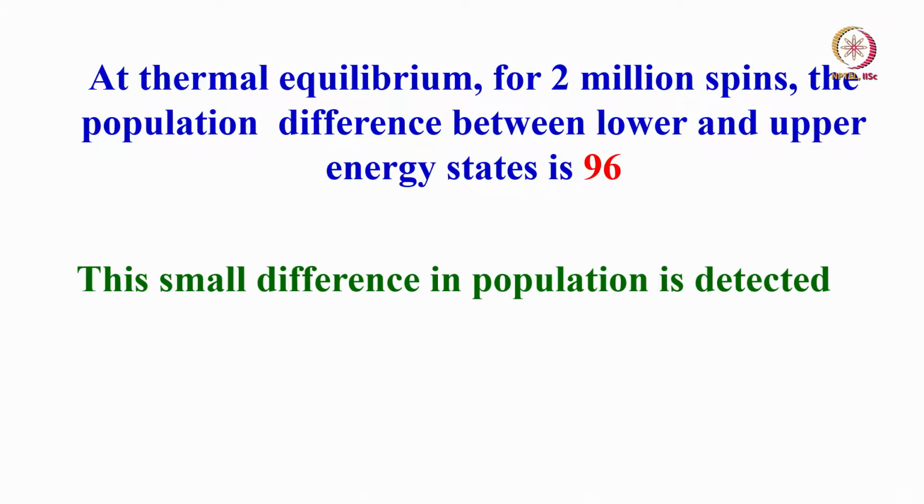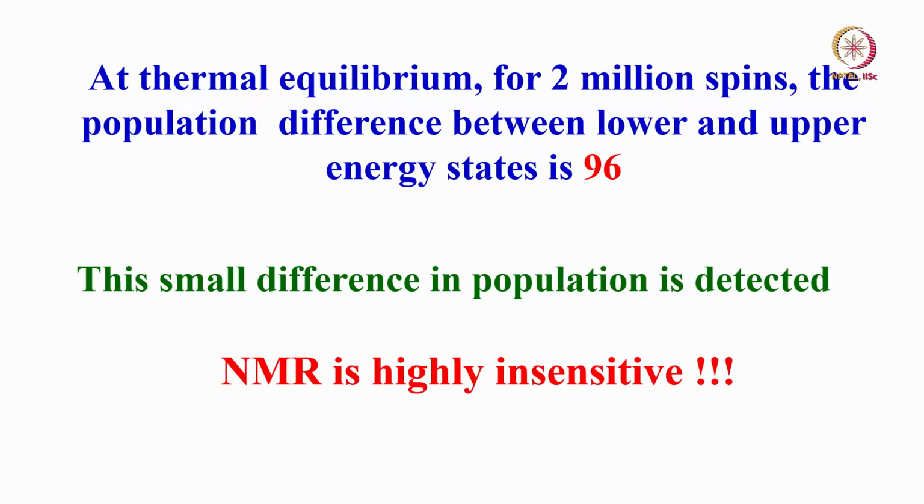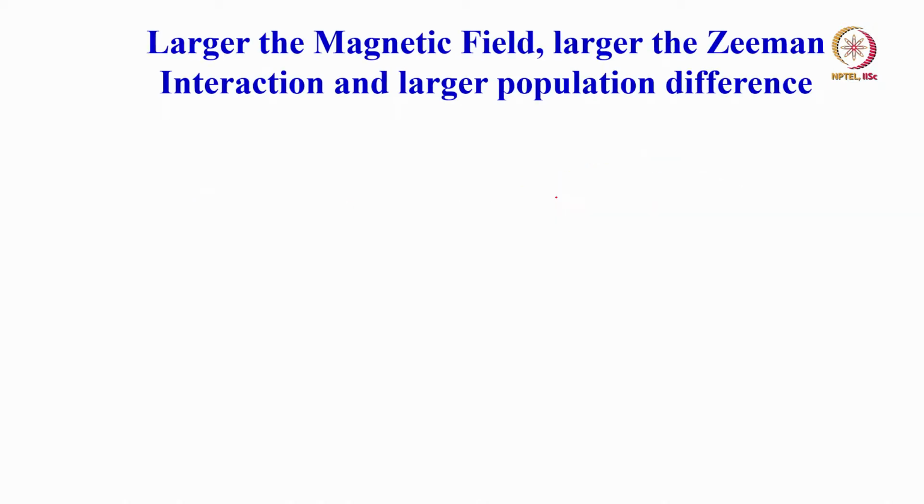Okay. The small population difference which we have to detect, what does it tell you? NMR is a highly insensitive technique, very, very insensitive technique. And there is something which I want to tell you about sensitivity and the magnetic field. Now, let us see what happens if I change the magnetic field.